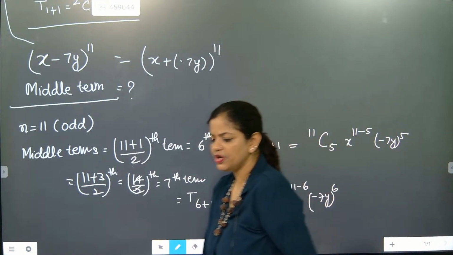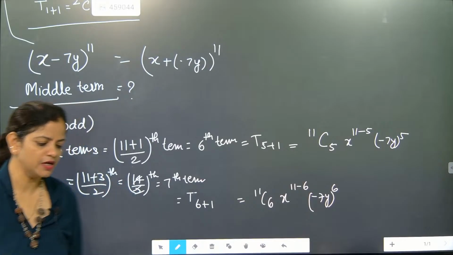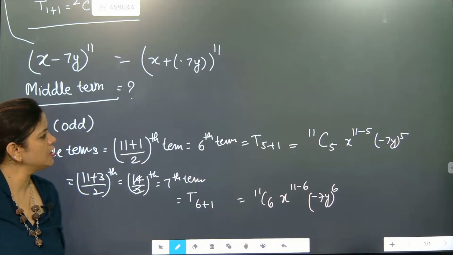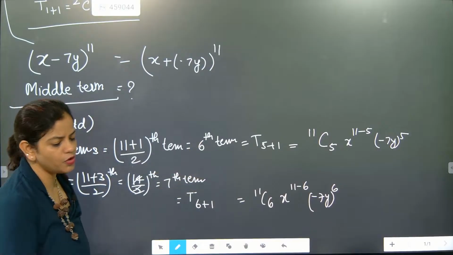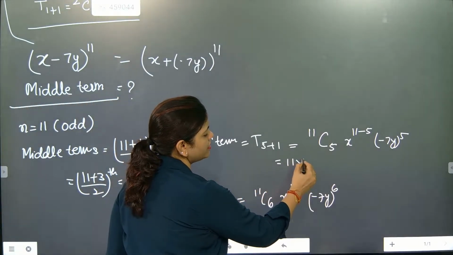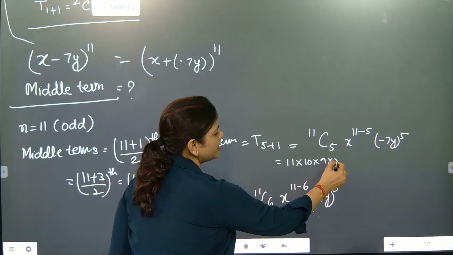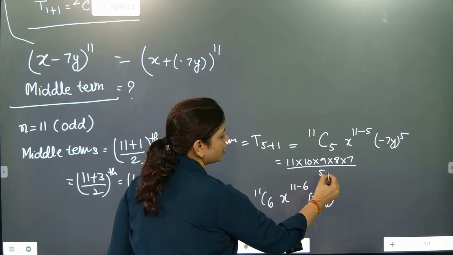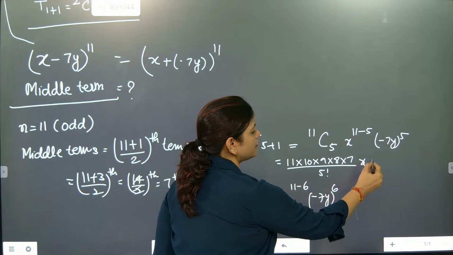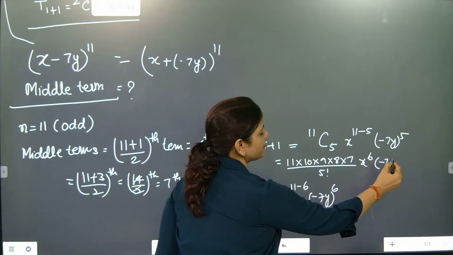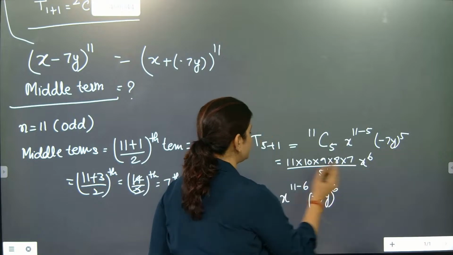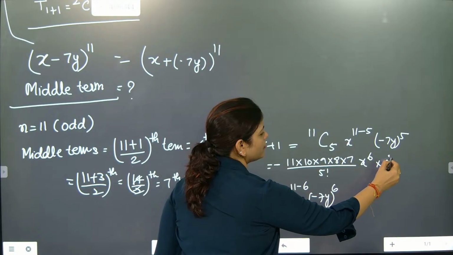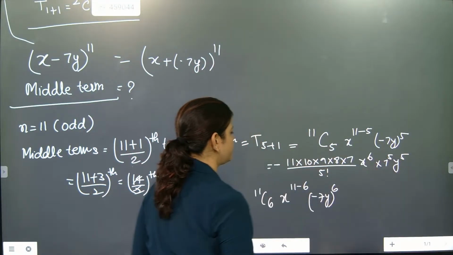And if you have to expand, our expansion formula is also there. So we can use that, open it up and solve the question. So 5 means how many times is it going to be opened? 5 times. So that is 11 into 10 into 9 into 8 into 7, that is 1, 2, 3, 4, 5, by 5 factorial. After that it will become x to the power 6, and here minus 7y. So the minus will come outside. We will write minus here, and then 7 to the power 5, y to the power 5.